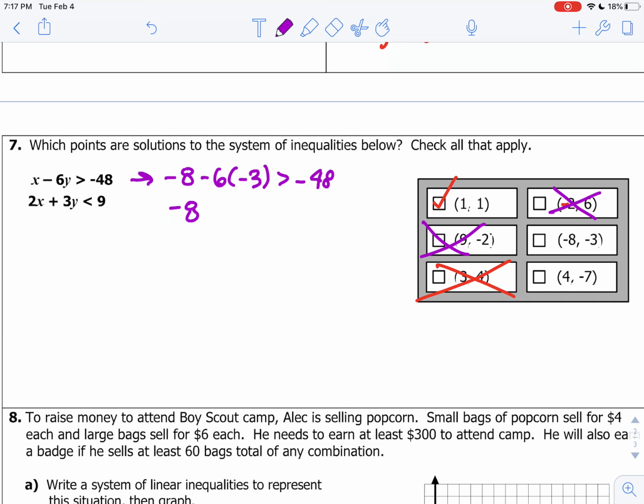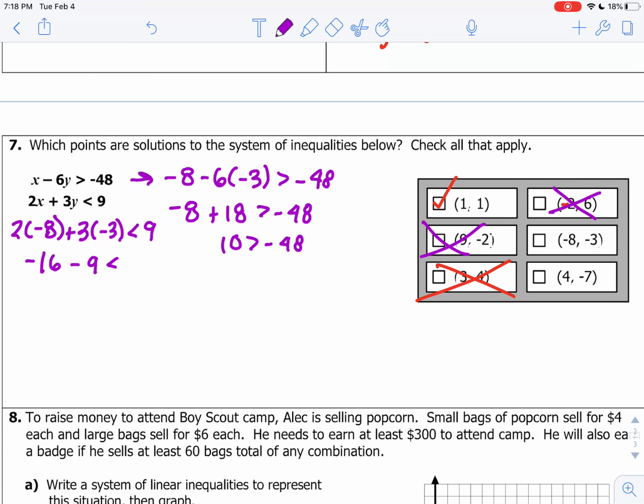So negative 8, negative 6 times 3 is a positive 18. Well, that's going to be a 10. And is 10 greater than negative 48? Yes, absolutely. So let's do the bottom equation. We're going to plug in negative 8 for x and negative 3 for y. So negative 16 minus 9, that's negative 25. And that is less than 9. Cool, so that one works.